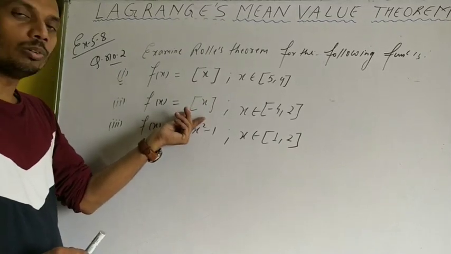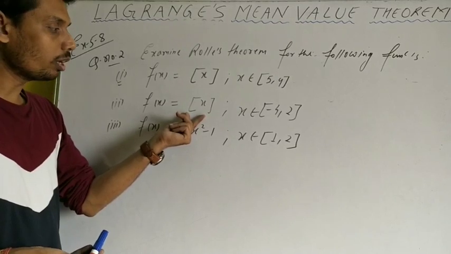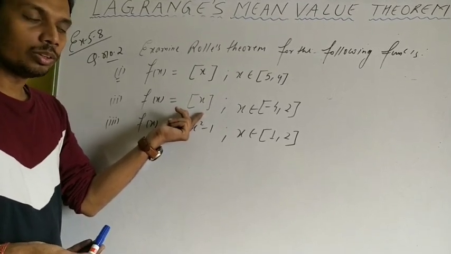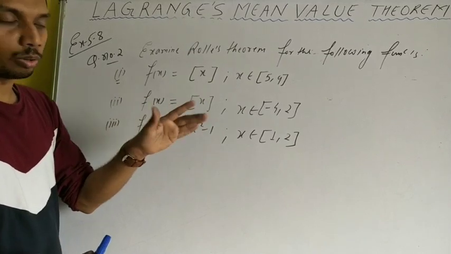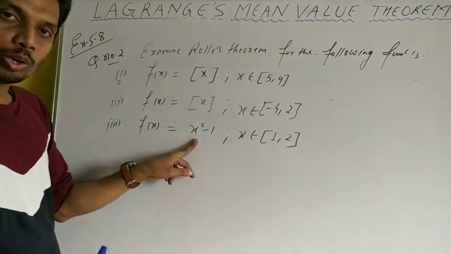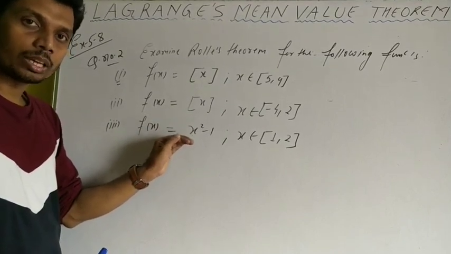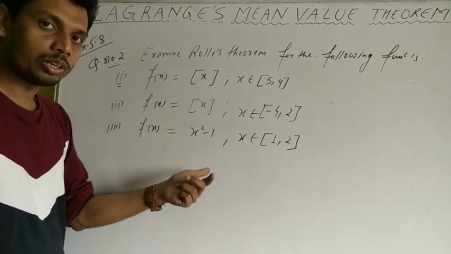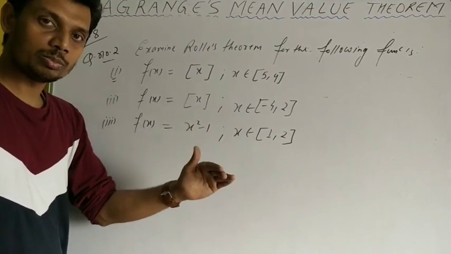Again, in the second part also, we can see that this is an integral function. So again this is a discontinuous function. So again this function does not hold Rolle's theorem. Now the third one: this is a polynomial function and we know that a polynomial function is continuous throughout. Hence this function is continuous in the closed interval [1, 2]. The first part is satisfied.